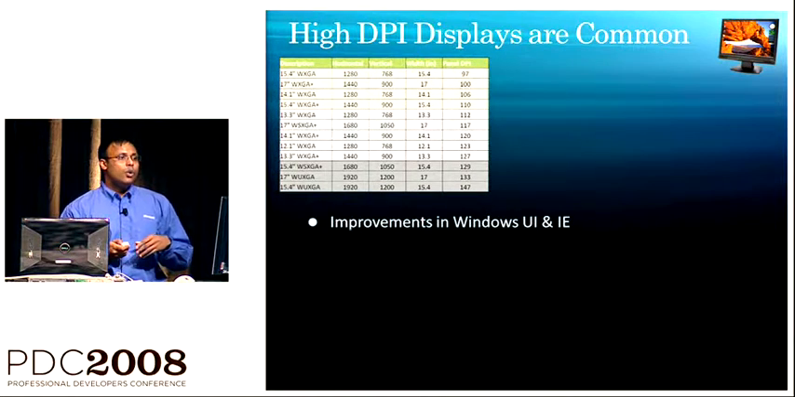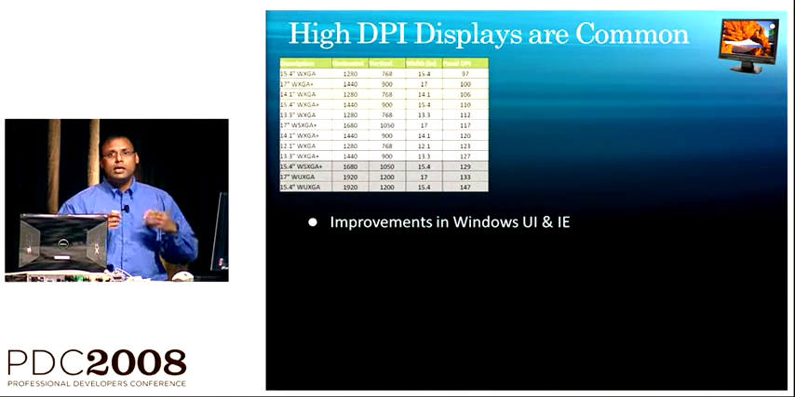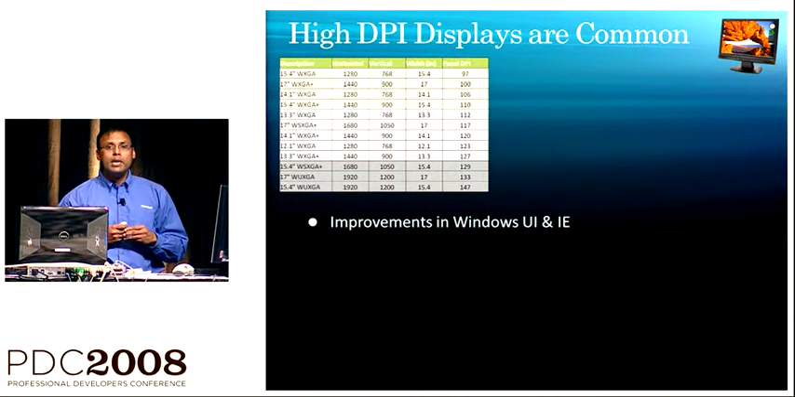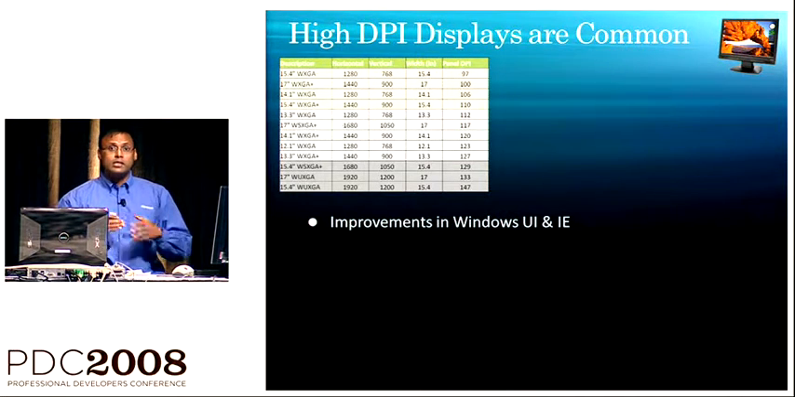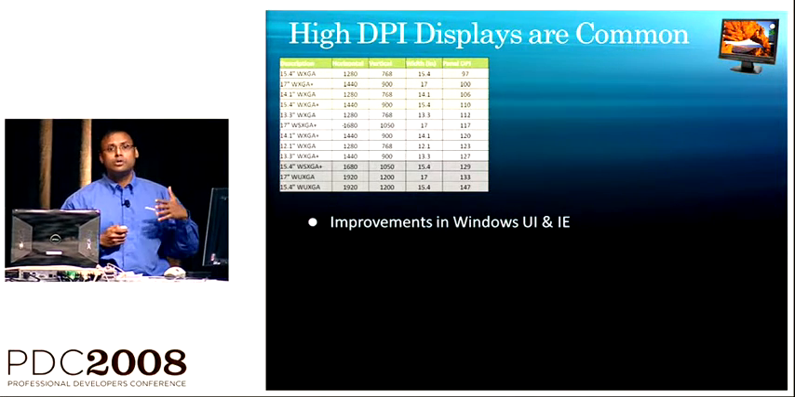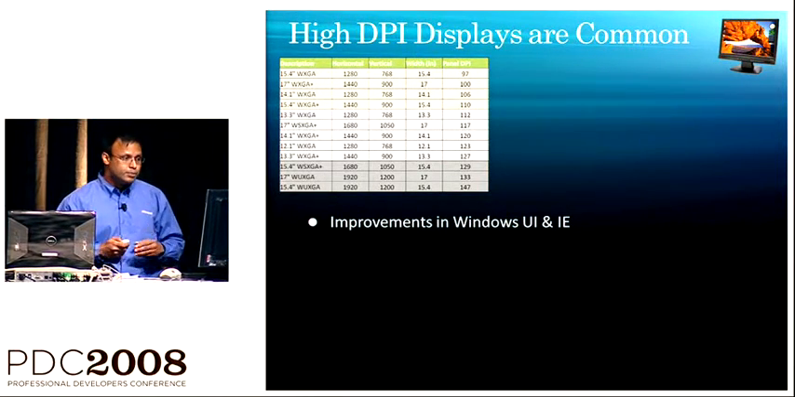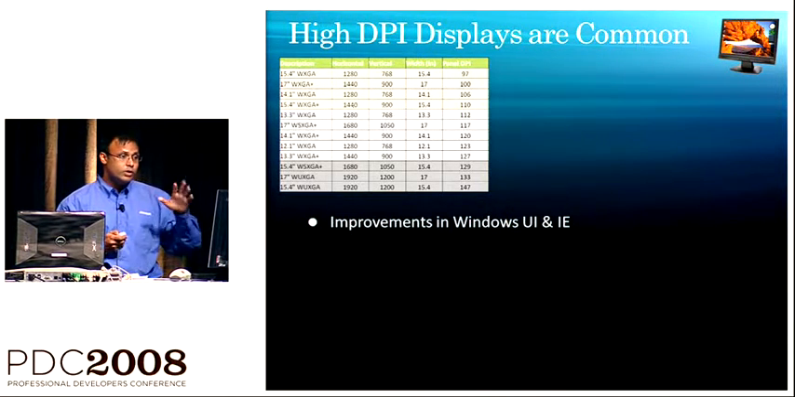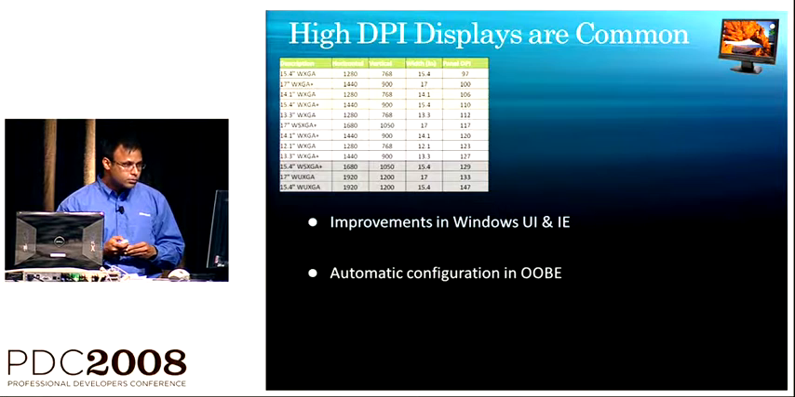So in Windows 7, we are adapting to the various DPIs that exist on machines today. We have made a number of improvements in the Windows UI itself, as well as in Internet Explorer, to enable the experiences to work well at all DPIs. There's a lot of work that different teams across Windows and IE did to make this work.